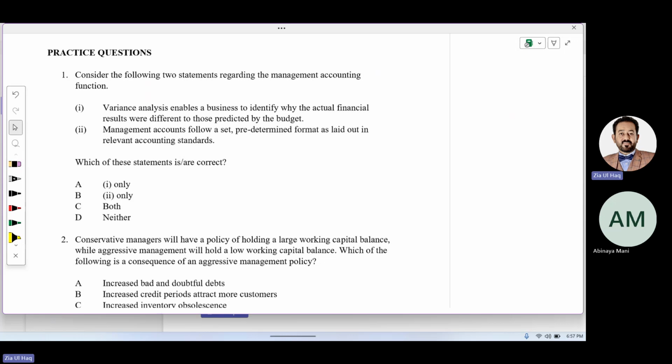Consider the following two statements regarding the management accounting function. Variance analysis enables business to identify variances against budget. Yes. Management accounts follow a set predetermined format as laid out in relevant accounting standards. No. Format. So which is correct? Option A.